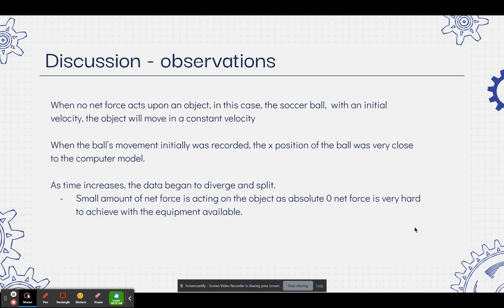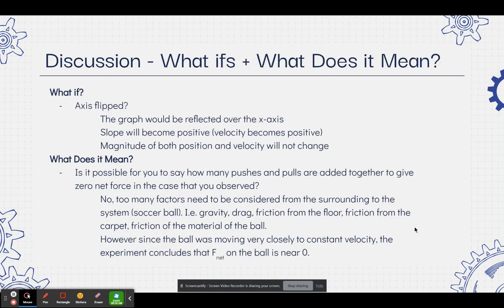Some observations that we made during this lab is that when no net force is acted upon an object, and initial velocity is present, the object will move in a constant motion for a certain amount of time. And as we observed, the ball's movement was very close to the computer model as it began, but as time moves on, it deviated more.